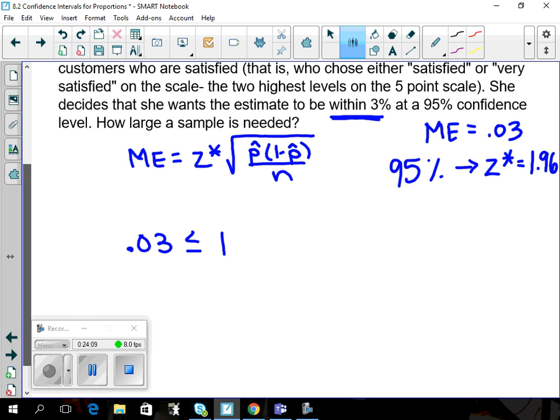So we have 1.96, and then we have 0.5 times 0.5, because 1 minus 0.5 is still 0.5, and we're solving for n. Do you agree? We just have to solve this. How do I solve this for n? Think back to algebra. This is math. This is exciting. You don't do a lot of calculations in this class. Divide by 1.96.